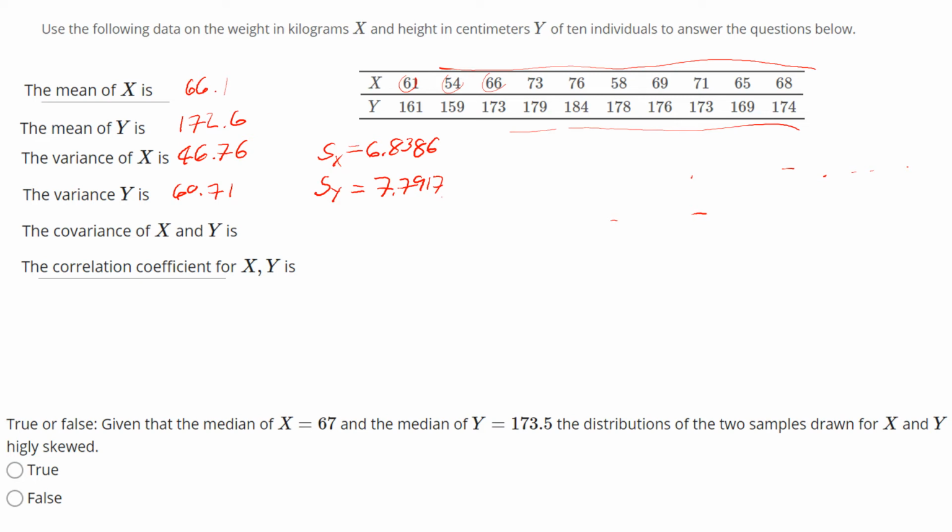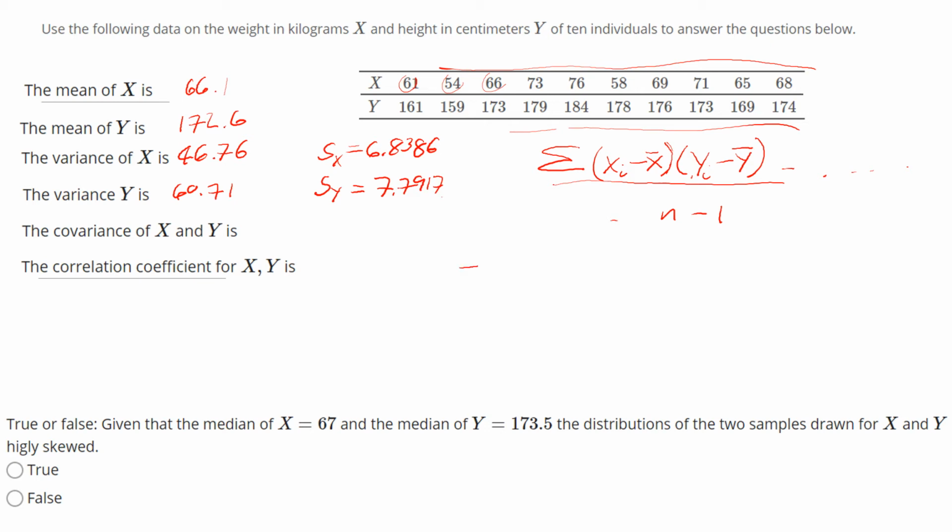Then we need to find the covariance of x and y. Again, we just look at our definition for covariance. That's given by the sum of xi minus x bar multiplied by yi minus y bar, divided by n minus 1. So again, we just plug values into this formula and find our result. So let's just do one or two little steps.